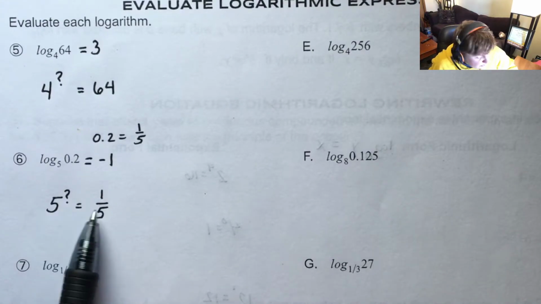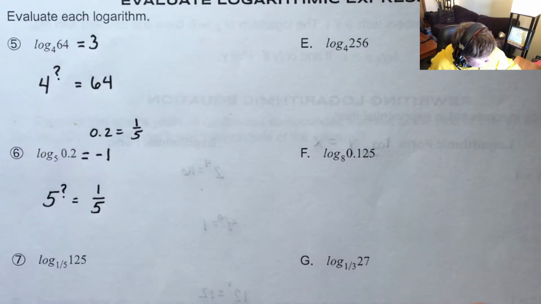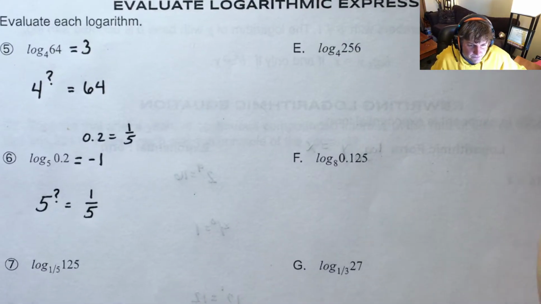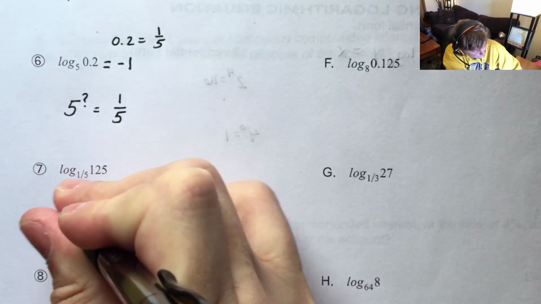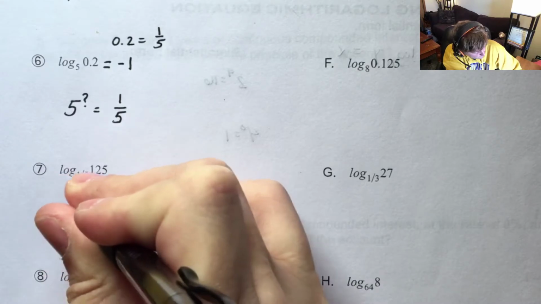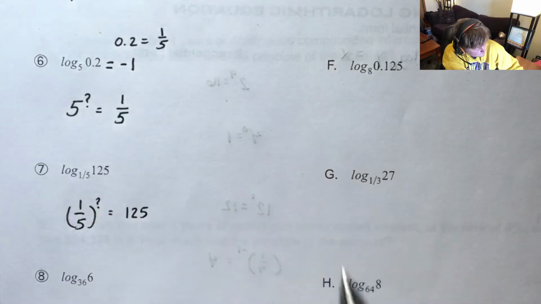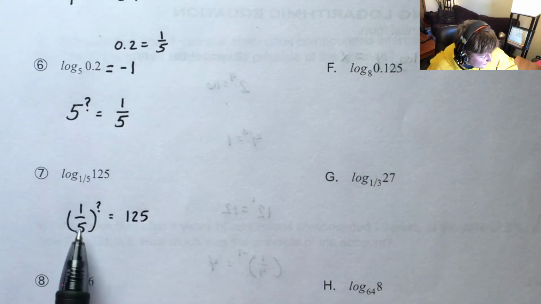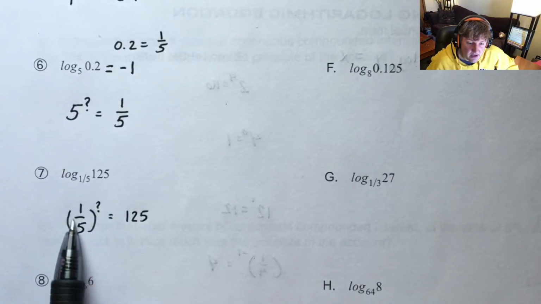Okay, and this is going to require that you know some of those exponent properties that we worked on pretty extensively, I believe in chapter 6. Okay, 7. So what power do I need to raise 1/5 to get 125? I know that this is a fraction, but when my exponent is negative, I reciprocate this fraction. I flip it upside down.